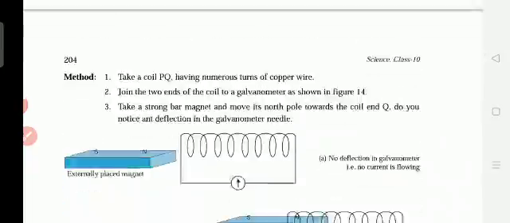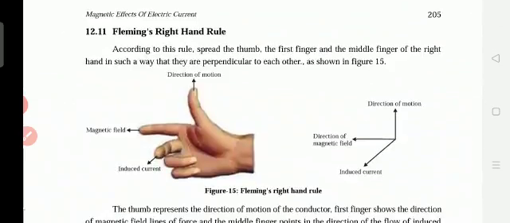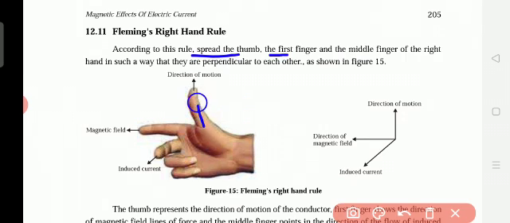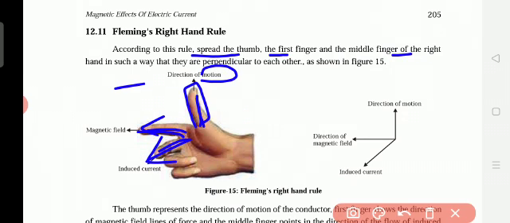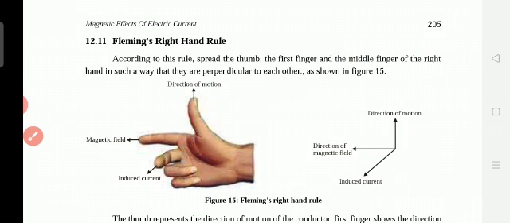But here this is the right hand rule, according to Fleming. It is very important: Fleming's right hand rule and Fleming's left hand rule. According to this rule, spread the thumb, the first finger and the middle finger of the right hand. The thumb shows the direction of motion, the first finger shows the magnetic field, and the middle finger shows the induced current. Induced current means because of the force of the magnetic field, the metal carries current.